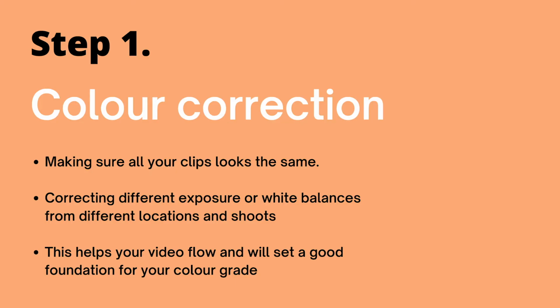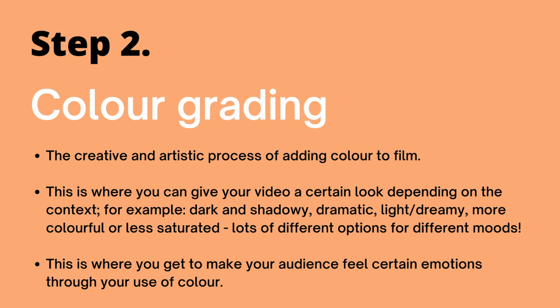What is colour grading and what is colour correction? So colour correction is basically making sure all of your clips look the same in terms of settings such as exposure, white balance, things like that. You probably will shoot different clips in different locations and different light sources, so your clips will look different. Making sure that they all look the same gives your video a better overall look, makes it flow better, makes it look more professional. So that's colour correction.